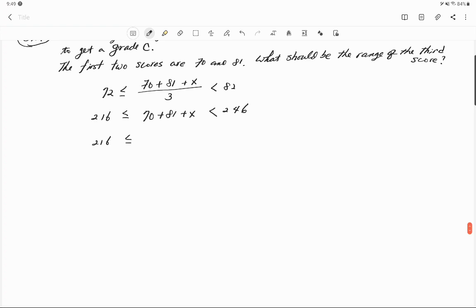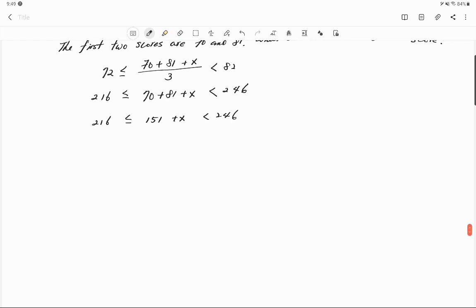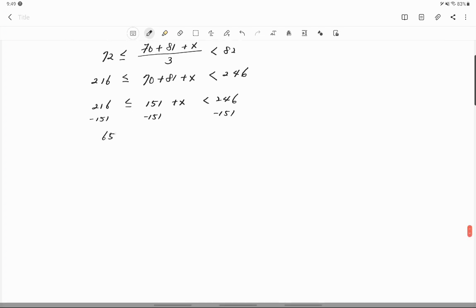Okay, now 70 plus 81. Make a sum of these two numbers, which is 151 plus X is less than 246. Now we can leave X by removing 151. So what we do is subtract 151 from each part. So minus 151 here, minus 151, minus 151. So that will be 65 less than or equal to X, and then less than 95.